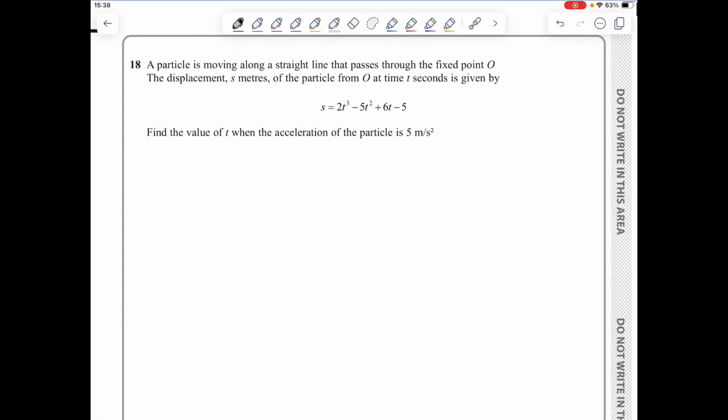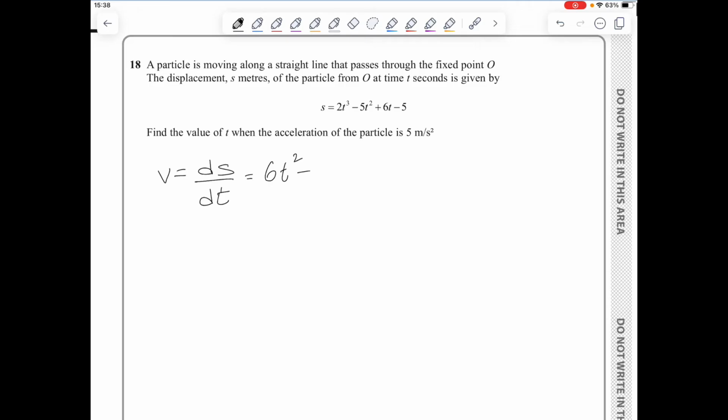For question 18, I'll start by differentiating the displacement to get the velocity. So v is equal to ds/dt. Now to differentiate, you multiply each coefficient by the current power, and then you reduce the power by 1. So for the first term, I'm going to do 2 times 3, 6t, and then reduce the power by 1.